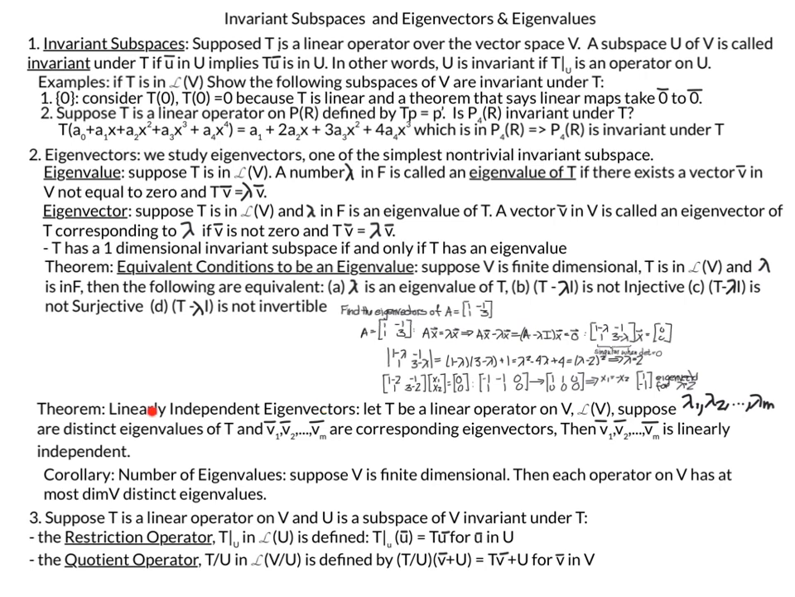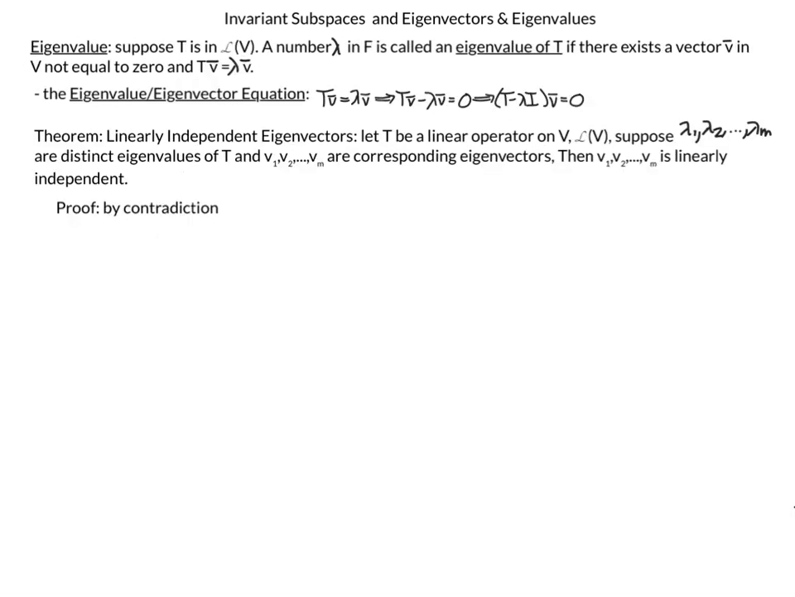Now that we've done some examples of these eigenvectors and eigenvalues, we're going to look at this theorem that says that eigenvectors are linearly independent. Again, I've left my definition of eigenvectors and eigenvalues in the eigenvector eigenvalue equation here for your reference. And our theorem says let T be a linear operator on V, that is L of V. Suppose then lambda 1, lambda 2 up to lambda m are distinct eigenvalues of T. And this is important, they're distinct. They're not repeated eigenvalues. And v1, v2, up to vm are corresponding eigenvectors.